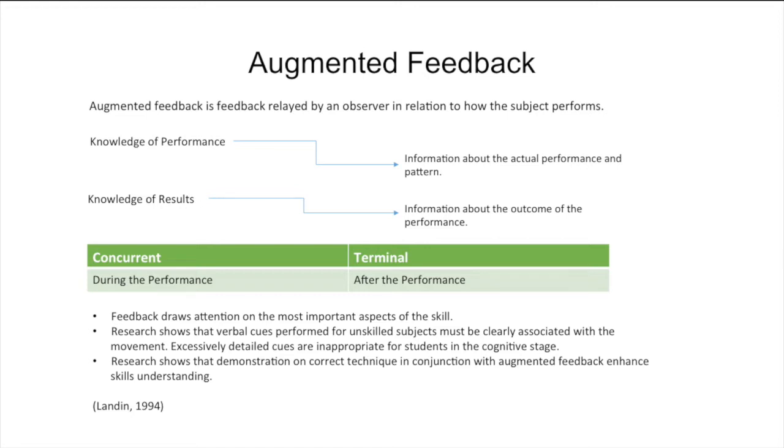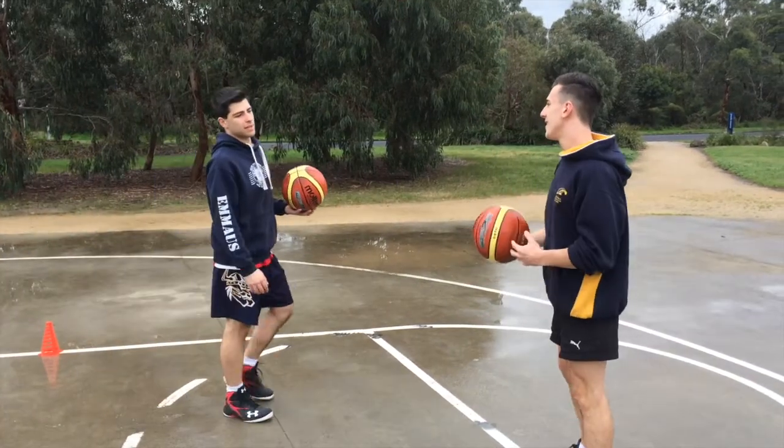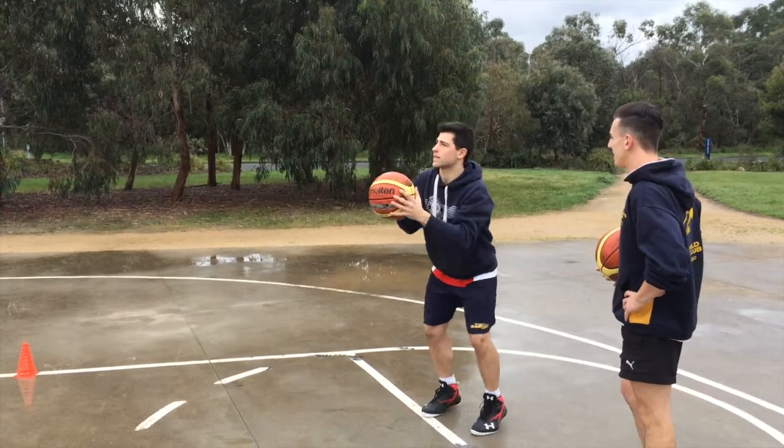Whilst Brayden was performing his jump shots, he received both types of feedback. These included extend and flick, being the most common one, reach the high arc, and feet shoulder width apart. Research shows that demonstration on correct technique in conjunction with augmented feedback enhances skill understanding. So remember to keep a high arcing follow through. So you want to be shooting up here, not like down here.